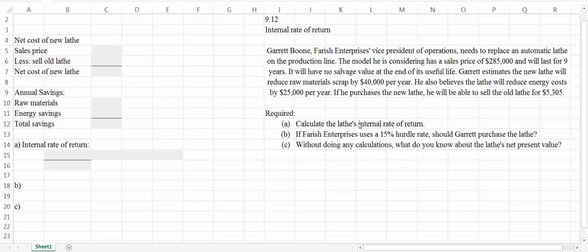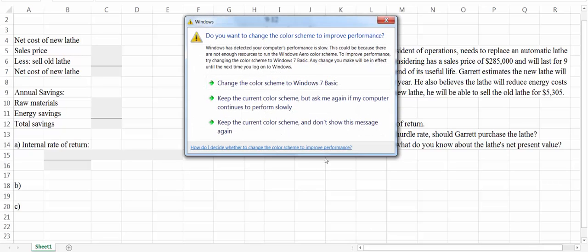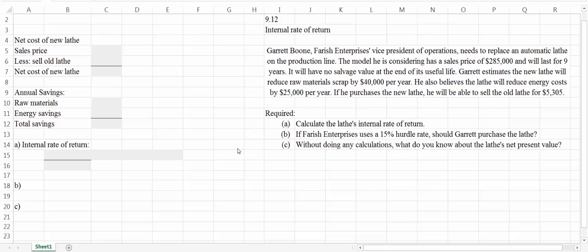All right, so the first thing they want us to do is to calculate the lathe's internal rate of return. So remember, in order to find the internal rate of return, we're going to take in the numerator the cost of the new asset, and then in the denominator, we want the savings so that we can come up with a factor, and then we're going to look that factor up in the present value tables. Okay, so I have set up our calculations over here.